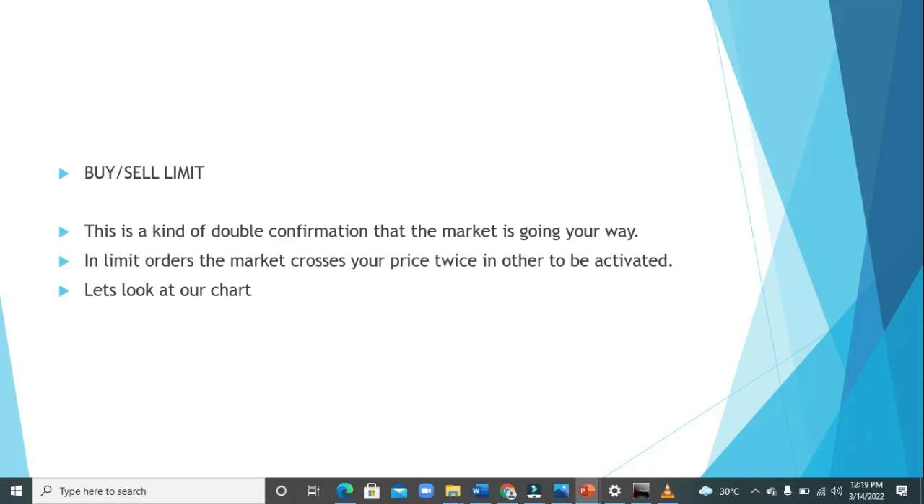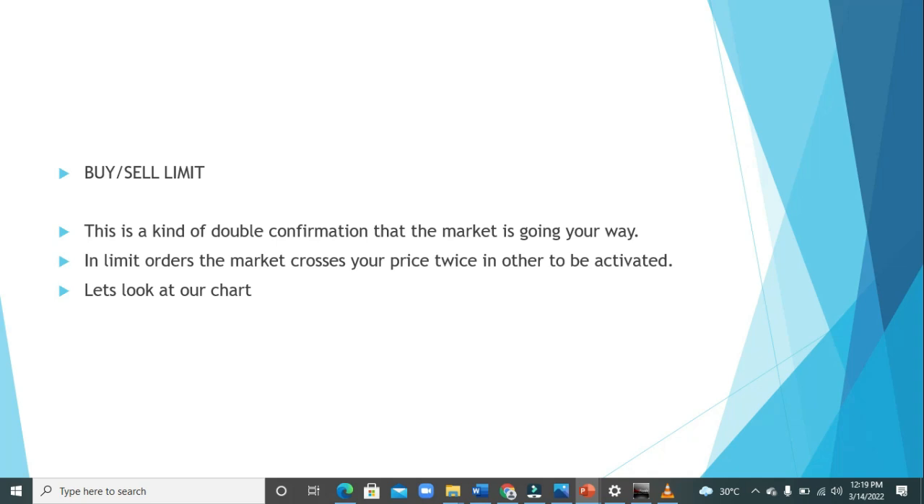In limit orders, the market crosses your price twice in order to be activated. So this is a kind of double confirmation. It gives you a double assurance. Yes, this market is going my way. I've checked it. The market has moved across my what? The boundary, and is still going to retest that boundary again before it starts buying, or before it starts selling.